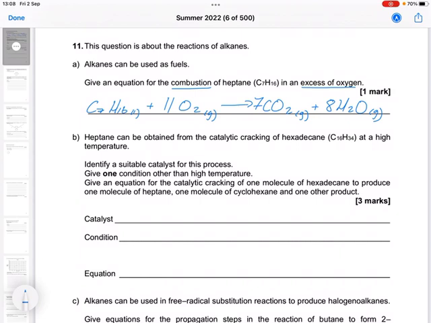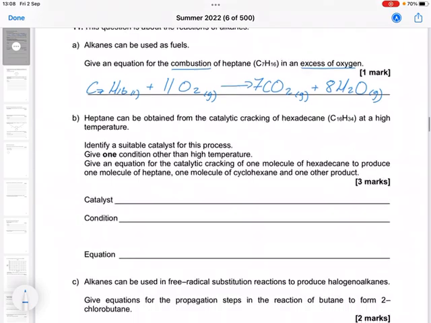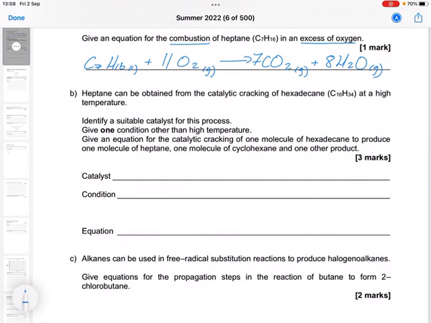Okay, part B. Heptane can be obtained from catalytic cracking of C16H34 at a high temperature. So identify a suitable catalyst. Zeolite is the standard catalyst that we use. Give one condition other than high temperature. So moderate pressure.